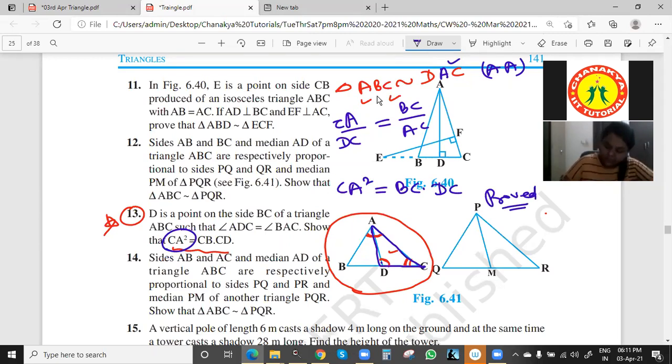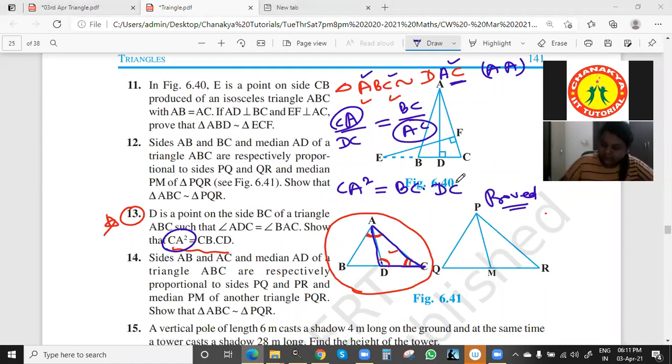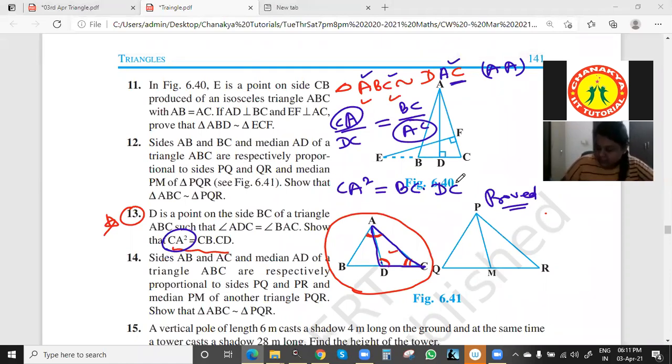Why? Because one time we take CA from here, the other time we take CA from there. For triangle ABC we write in the numerator, and for triangle DAC we write in the denominator. So first time the numerator is AC from triangle ABC, and second time the denominator is AC from triangle DAC, because we want CA square. CA square will only come when we write in this fashion. Numerator CA, and denominator also CA, correct. So we will get the answer. Right.